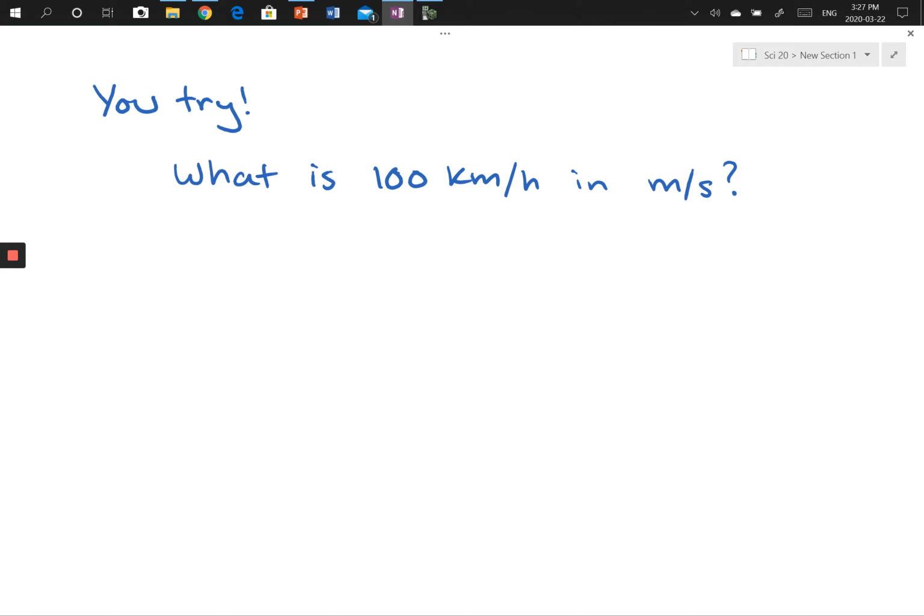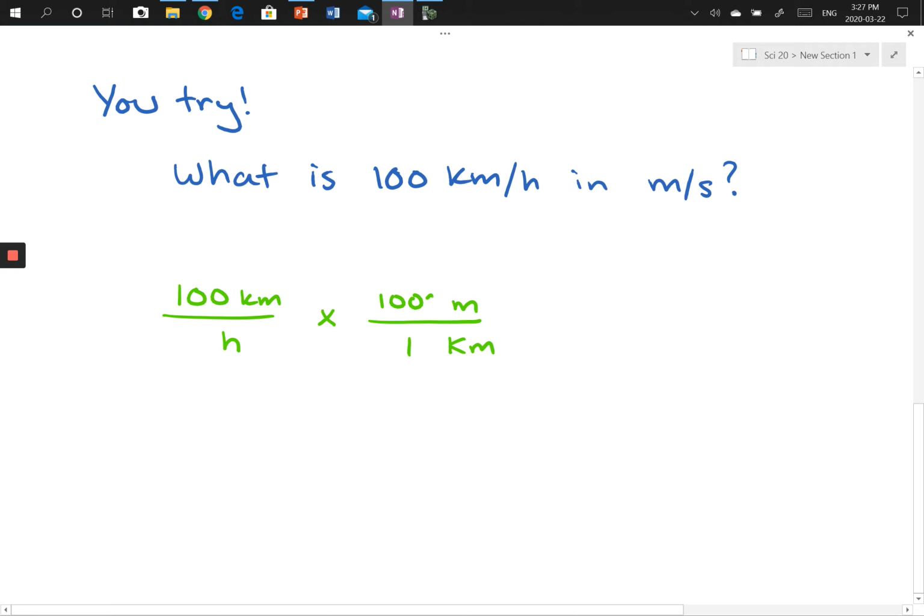Okay, so hopefully you have an answer now. I'm going to take this 100 kilometers per hour and put it into a unit conversion. I'm going to change my kilometers into meters. So 1 kilometer is equivalent to 1,000 meters. And I'm going to change my hours into seconds. I know 1 hour is equivalent to 3,600 seconds. Hours are now canceled.